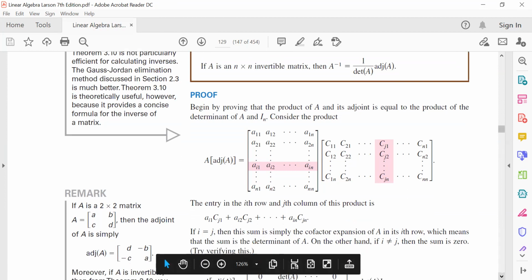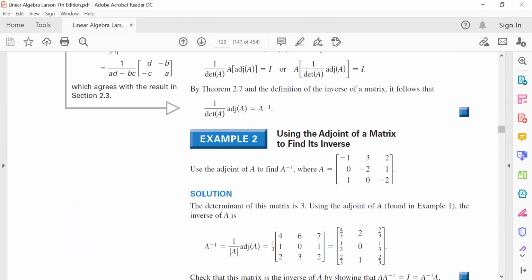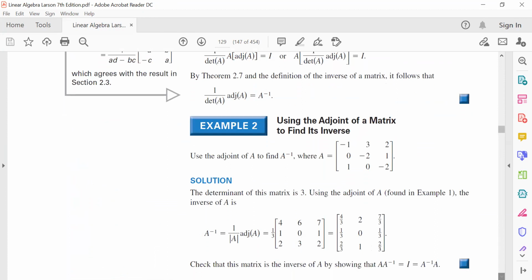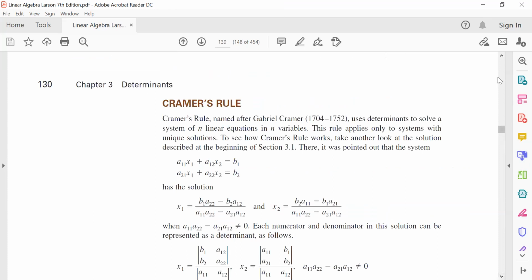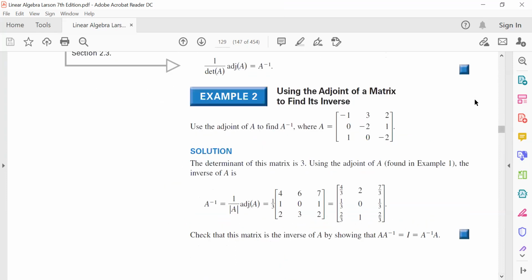Here's a proof. I'm not going to go through the entire proof. In fact, I'm not going through any of this particular proof. But let's just use the adjoint to find an inverse. So here is matrix A, and we want to find A inverse. Basically, you're going to find the adjoint, which is 4, 6, 7, 101, and so on, what we just did in the previous problem. You're going to find the determinant. You could crunch this out and figure out that it's 3.